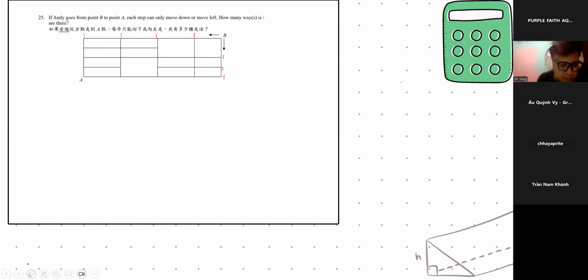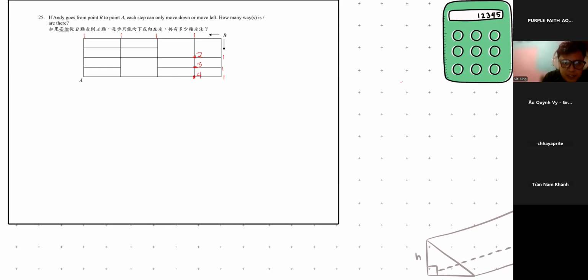So if we move down and left, every intersection that has a number, you need to add it. So going downwards, you only have one way. And then going to the left, we have an intersection here, so we need to add them together. 1 plus 1, that's 2. Again, there is an intersection. 2 plus 1, that's 3. 3 plus 1, that's 4.